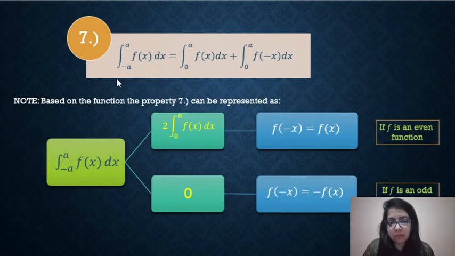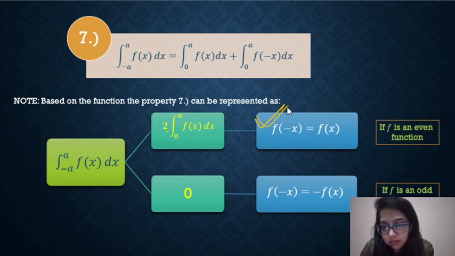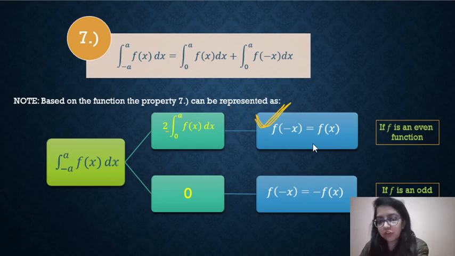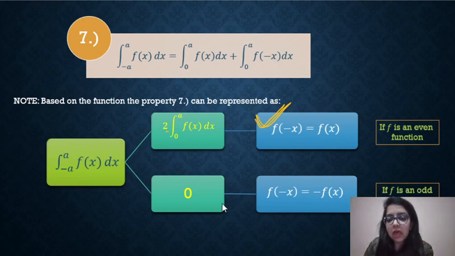Now the seventh property, this is the last property: the integral from minus a to a of f(x) dx is equal to the integral from 0 to a of f(x) dx plus the integral from 0 to a of f(minus x) dx. In the simplified form, the integral from minus a to a of f(x) dx is equal to 2 into the integral from 0 to a of f(x) dx, if f(minus x) is equal to f(x), that is, if f is an even function. Firstly we'll check whether f is an even function or an odd function. If we get an even function, then we can immediately apply this property. And if it is an odd function, that is, f(minus x) is equal to minus f(x), then the answer is simply 0.